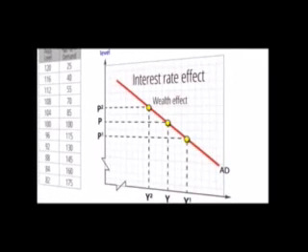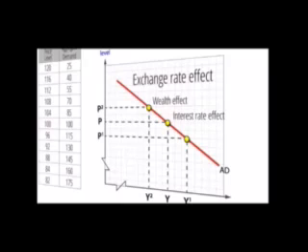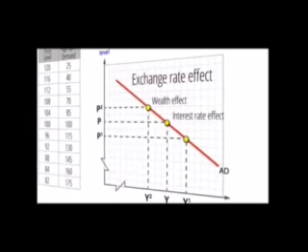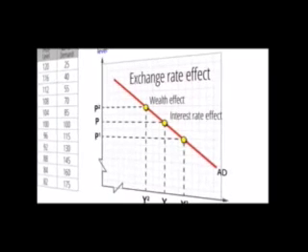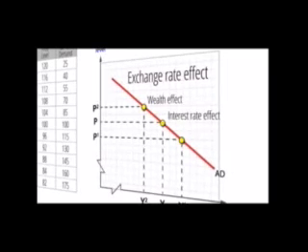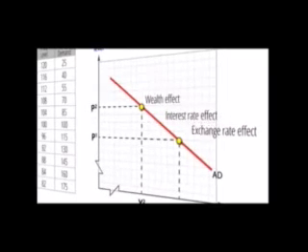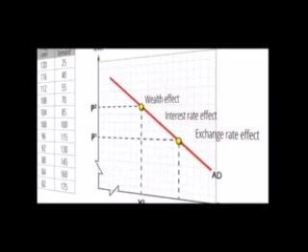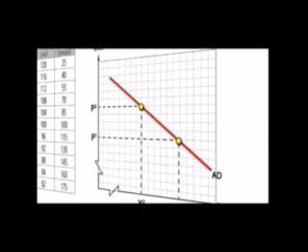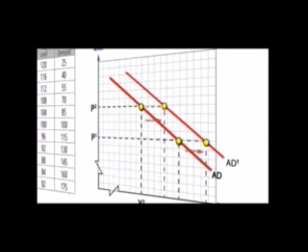Thirdly, the exchange rate effect indicates that, at a lower price level, interest rates will fall, and overseas demand for a country's assets will also fall, reducing the demand for the currency and its exchange rate. This encourages export sales and discourages imports, creating a positive net export effect. If we now hold the price level constant, these effects are put on hold, and other factors come into play which shift the whole position of the AD curve.